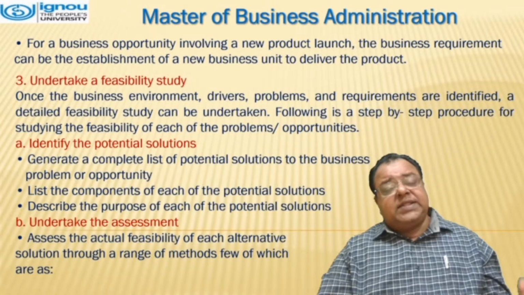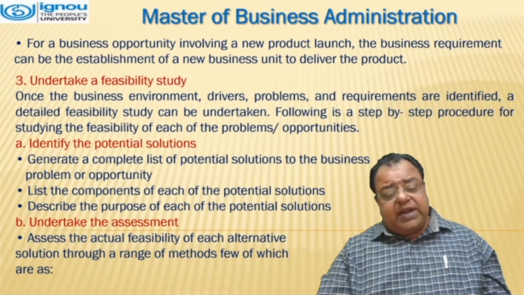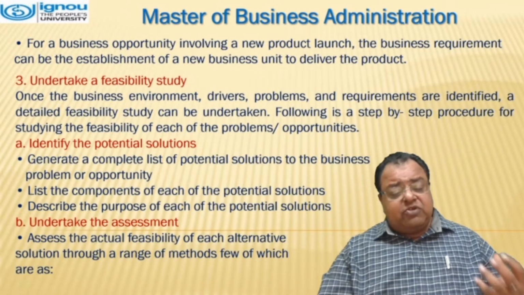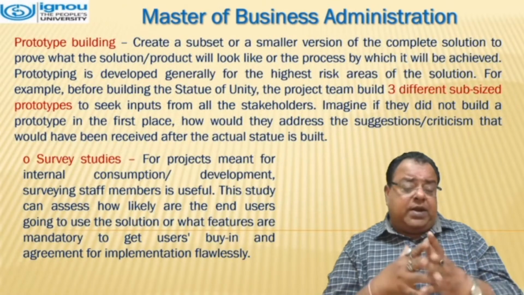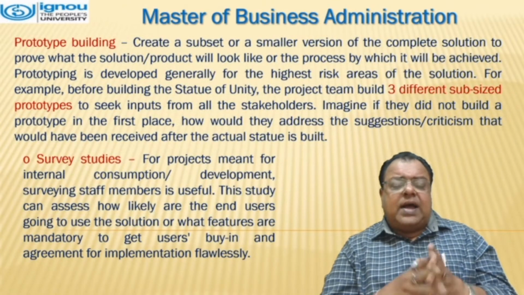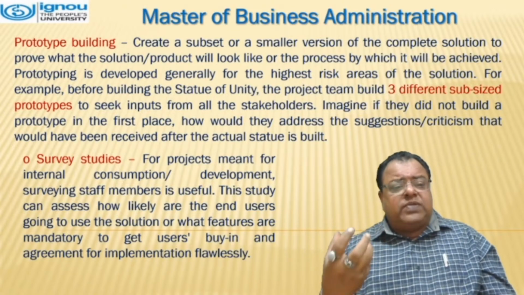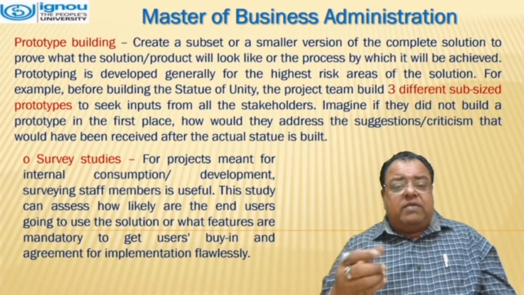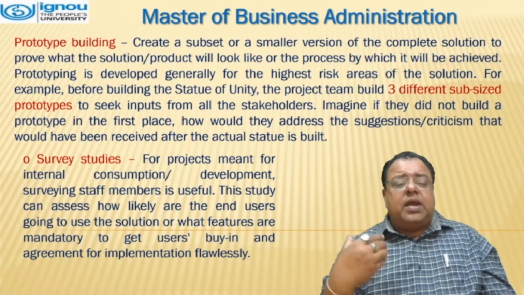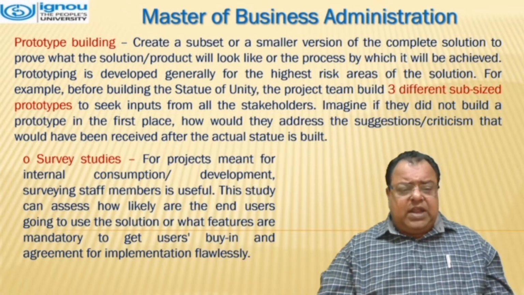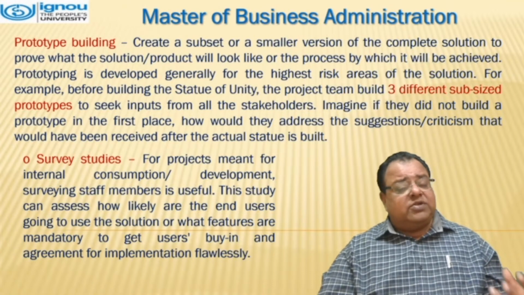Second one is to undertake the assessment. Assess the actual feasibility of each alternative solution through a range of methods, few of which are prototype building. Create a subset or a smaller version of the complete solution to prove what the solution or the product will look like, or the process by which it will be achieved. Prototyping is developed generally for the highest risk area of the solution.